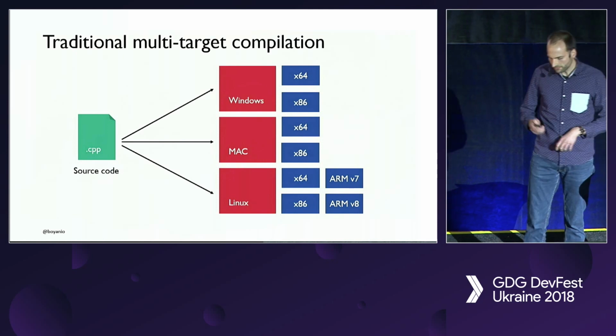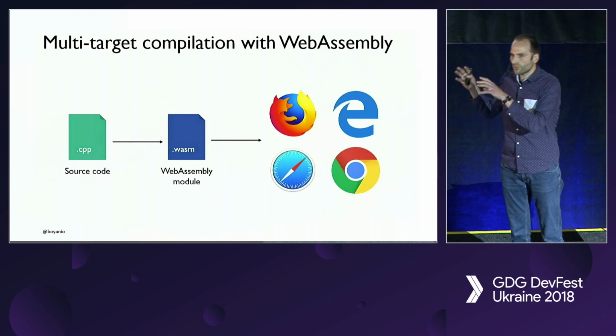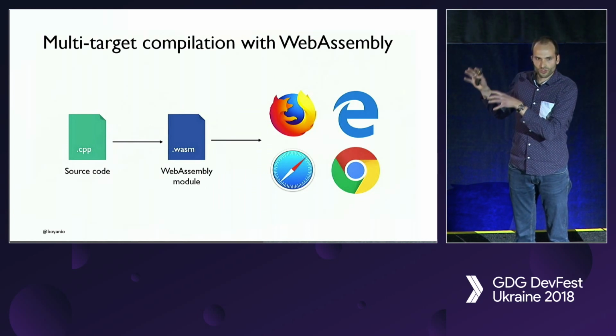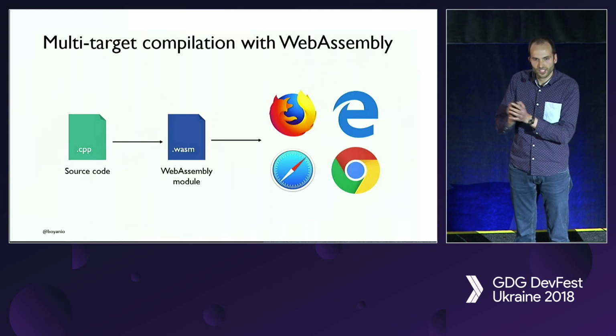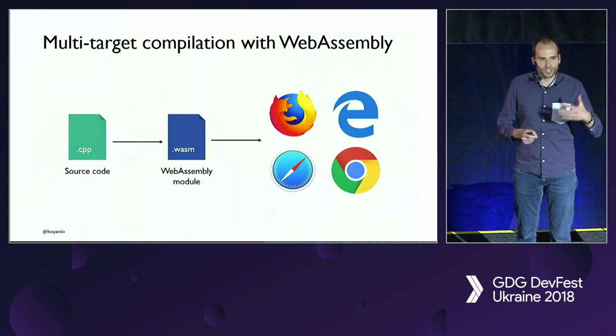With WebAssembly, what we can do is reuse the browser's virtual machine to spread our application. So we have only one compiling target, and then the browser's virtual machines will take care of the rest for us.